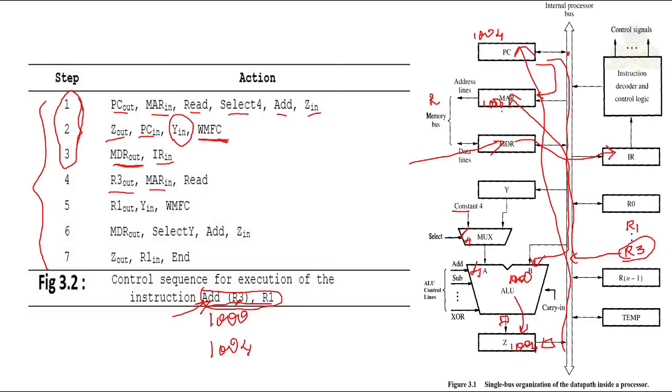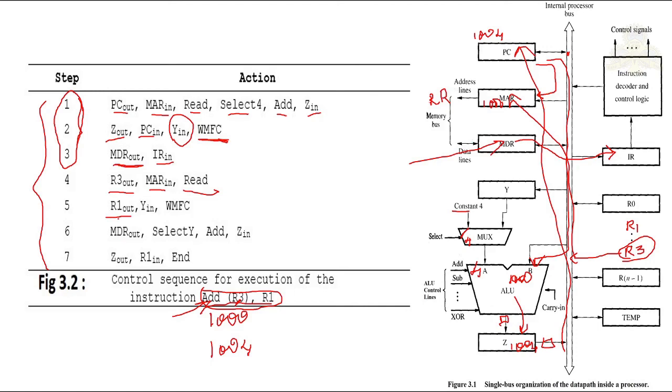So once the address is present in MAR, what will happen? Again a read signal would be initiated to read the content of the memory location, right? So the read signal is initiated. In the fifth step, what will happen? Okay, the read is going on, the read signal is executing.